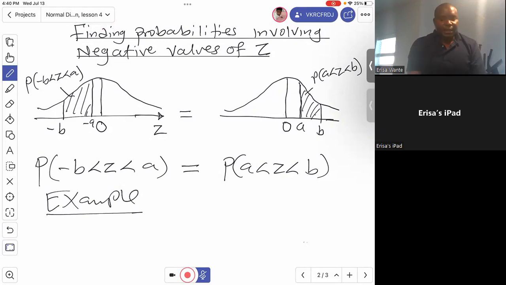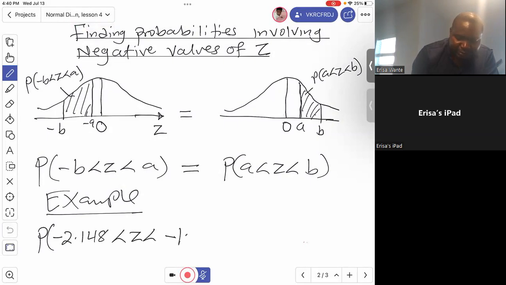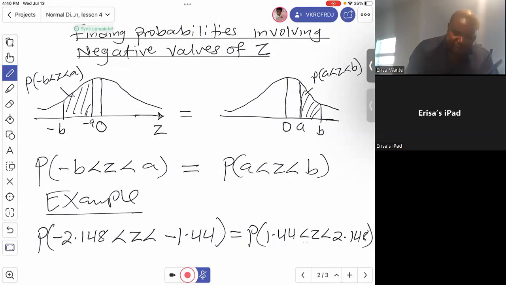For example, if I have an area between two negative values of Z, I want to find the probability that minus 2.148 is less than Z is less than negative 1.44. What I do, I transfer this to the positive side. This is the probability that 1.44 is less than Z is less than 2.148. It is always good to do a sketch because you see what you are doing. Just the sketch helps us to figure out what we are doing without going off. You can even do it without a sketch.